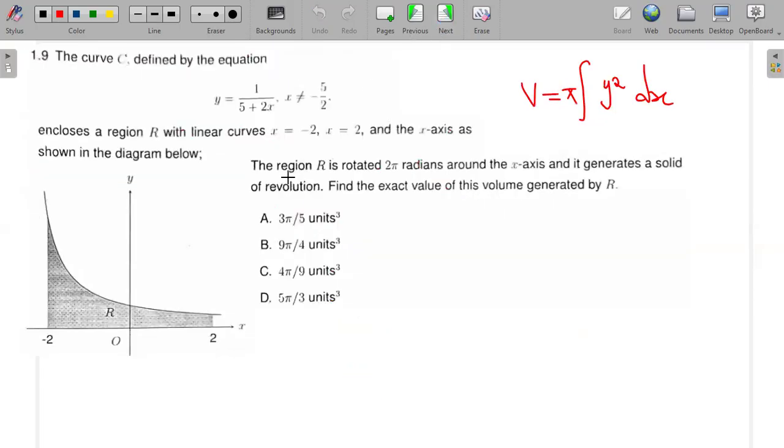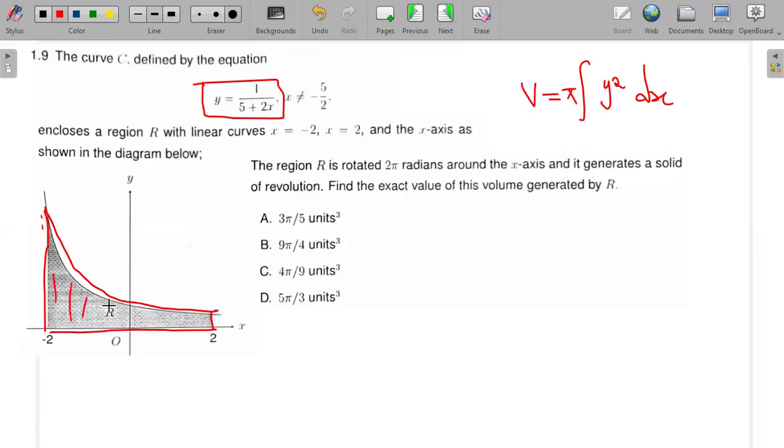I go to question 9. Question 9, we're finding the volume of revolution. They're saying the curve C given by this equation here encloses a region R with the lines x equals minus 2, this line here, and x equals 2, this line here, and the x-axis, which is this part here, and then this is the curve here. So that is the area in between, shown in the diagram. The region R is rotated 2 pi radians around the x-axis.